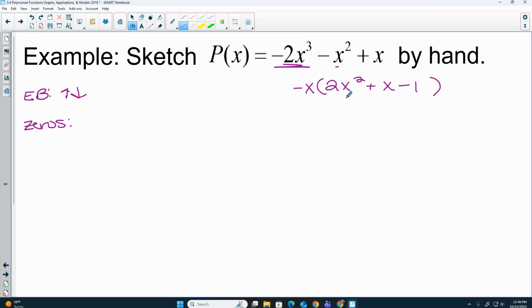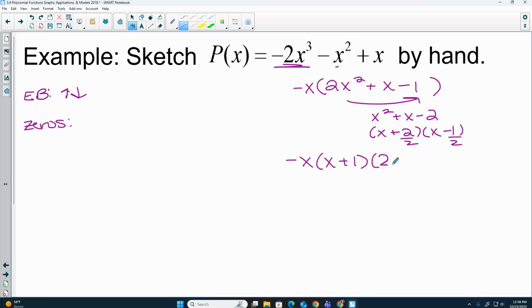Flip inside. So multiply negative 2, add positive 1, add 2 and make 1. Divide our 2 back, so we have negative x plus 1, 2x minus 1. And if you have one that doesn't factor nicely by hand, use your p's and q's to get it.